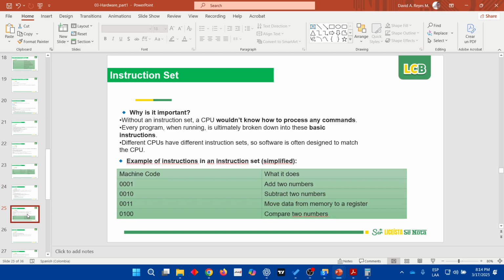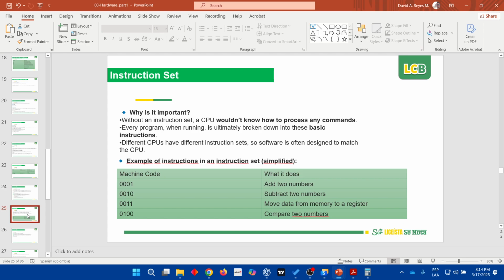Next one. Why is this important? If you don't have a set of instructions, you don't know what you have to do. It's the same with the computer. If the computer doesn't have an instruction set, it is not going to be able to perform any task. Every program when running is broken down into these basic instructions. Different CPUs have different instruction sets, so software is often designed to match the CPU.